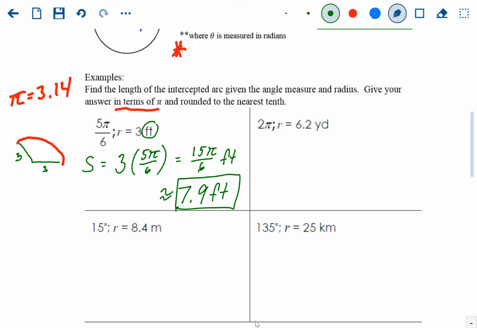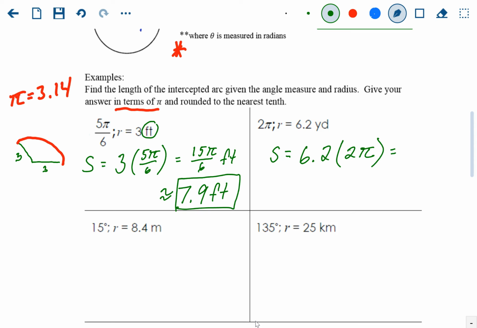Circumference is pi times the diameter. But our arc length formula doesn't use diameter, we use radius. So that's where that 2 pi comes from. So it's going to be 6.2, which is the radius, times 2 pi, which is the angle. Okay.